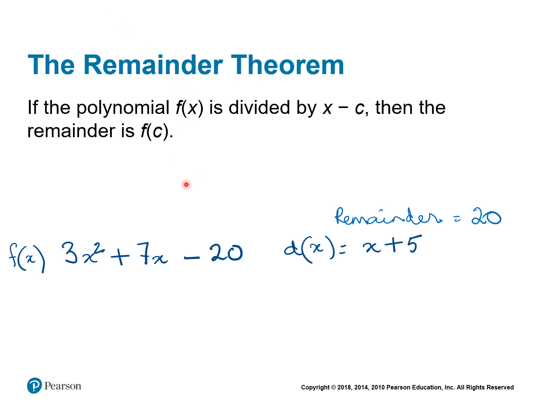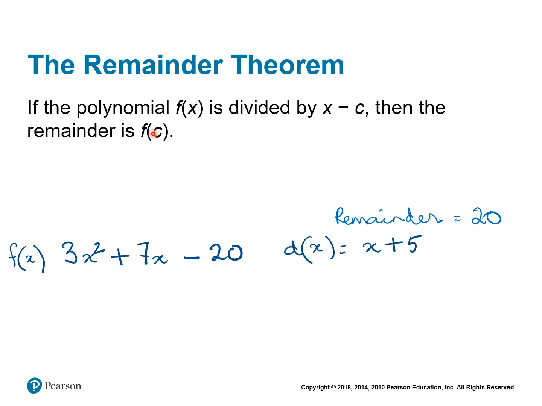All right. So let's go and verify that. Like I said, the remainder that we found after performing the synthetic division a few slides up was 20. So I'm going to plug in c into this function 3x squared plus 7x minus 20 and see if the answer we get is 20 or not once we go through the evaluation process. Now, mind you, we have to plug in the right value of c.